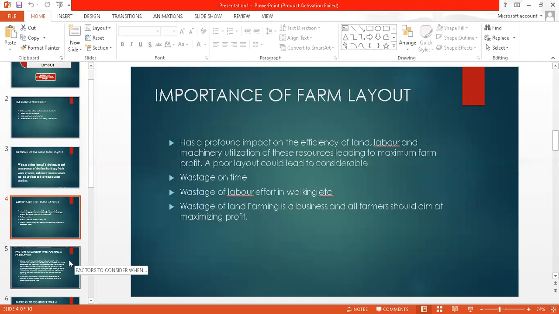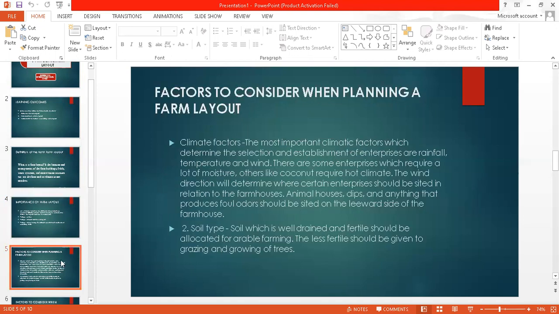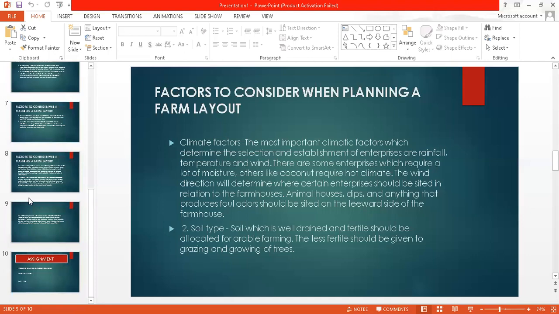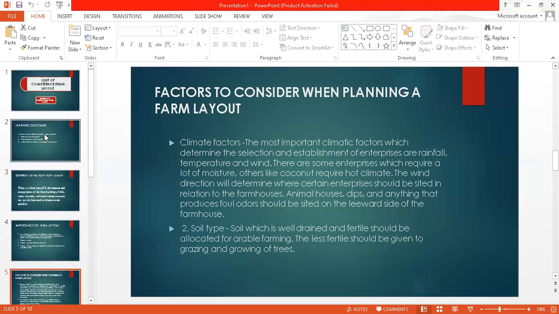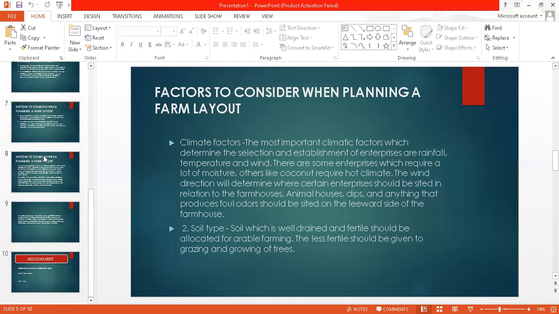Now, what are the factors to consider when planning a farm layout? Number one is climatic factors. These are the most important climatic factors that determine the selection and establishment of enterprise: rainfall, temperature, and wind. So there are some enterprises which require a lot of moisture. Others like coconut require hot climate. The wind direction will determine where certain enterprises should be sited in relation to farmhouses.